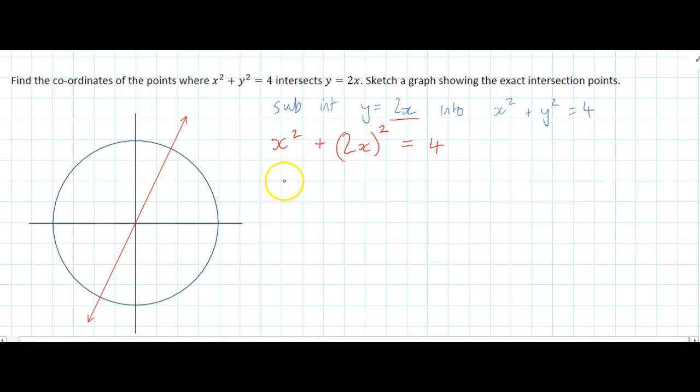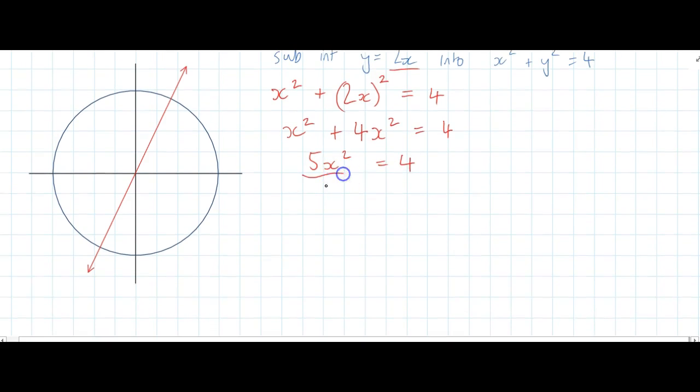Let's work through this. x squared plus, now if you remember our index rules, 2 to the power of 2 is 4, x to the power of 2 is x squared, equals 4. Group together like terms, we've actually got 5x squared equals 4, and we're going to divide by 5 to get rid of that 5. x squared equals 4 over 5, and we square root to get, now remember when we square root, we get the positive and the negative versions of both of that.